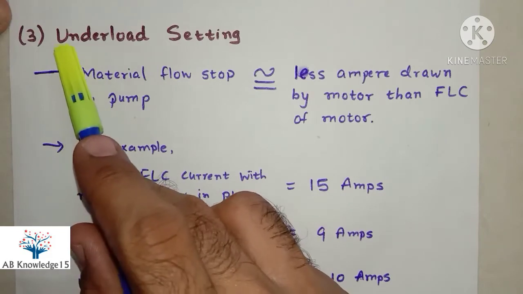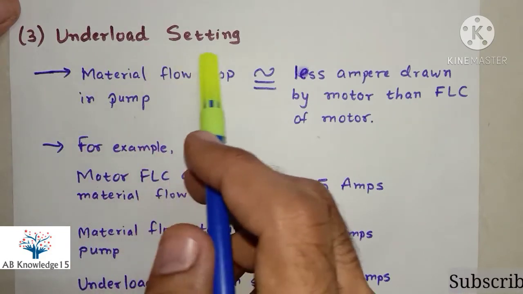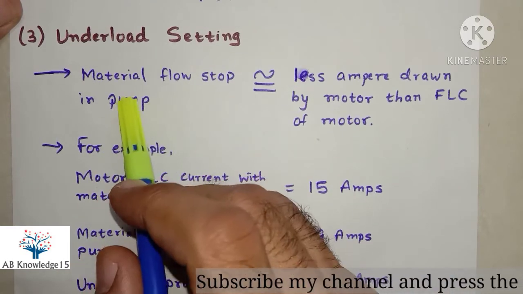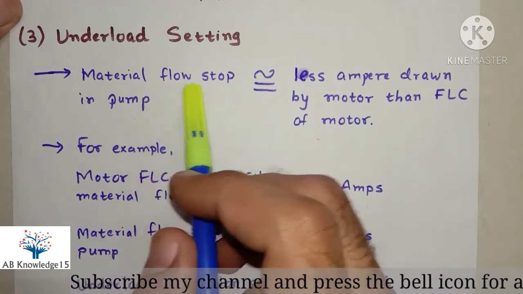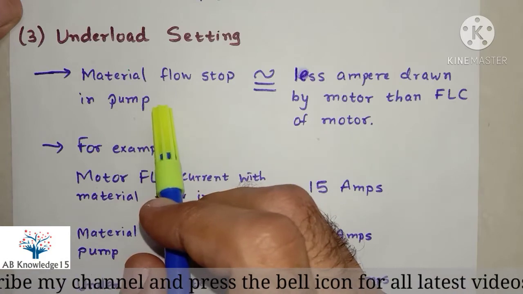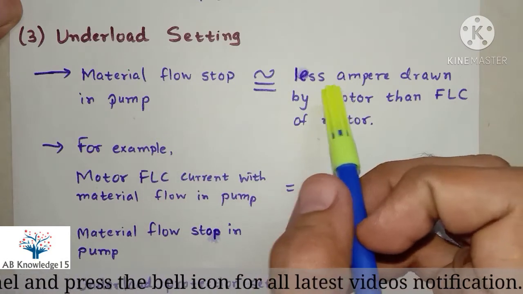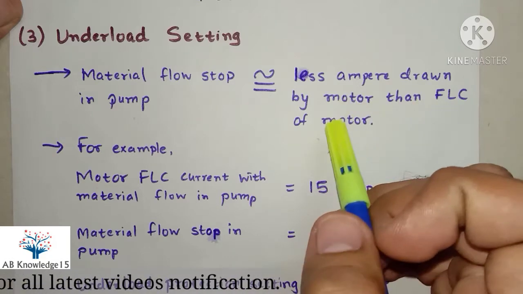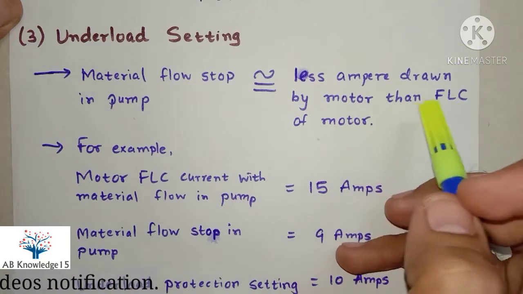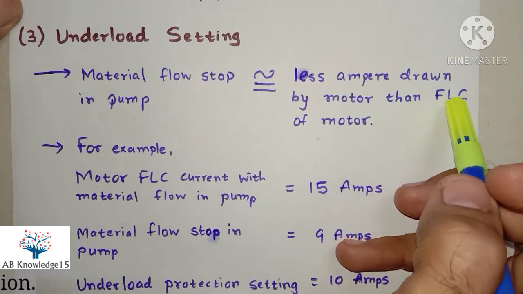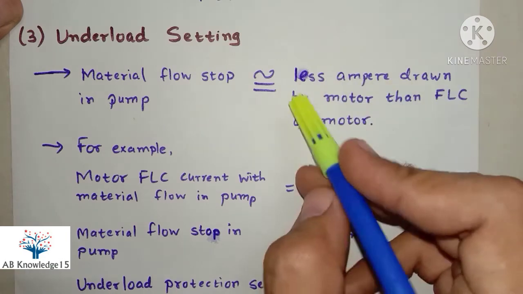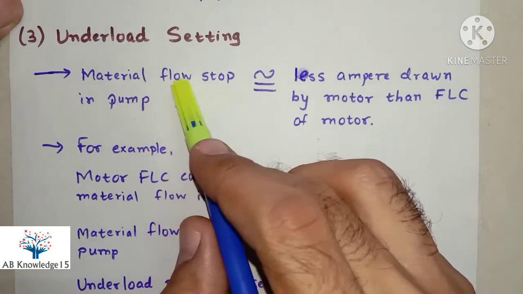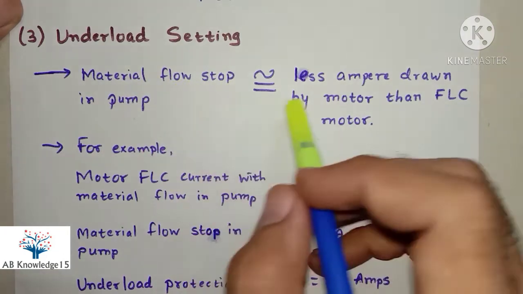Now we will understand how to set the underload setting of any motor. If the material flow is stopped in the pump, then it is obvious that less current will be drawn by the motor than the full load current of the motor. On the full load current, the motor will draw the highest amperes, but if the material flow is stopped, then the current will be low.